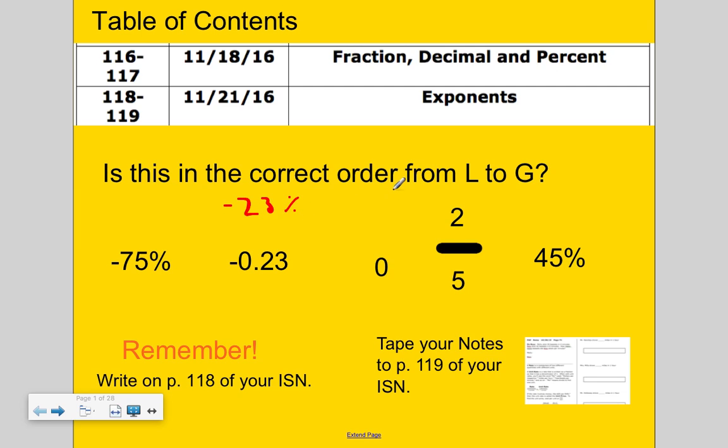Well, zero definitely would be 0%. 2/5. How do you build this up per 100? Times 20, times 20, so that's 40 hundredths or 40%. So I think it's already in least to greatest. Negative 75% is the least, then negative 23%, 0%, 40%, 45%. So this is in order from least to greatest.